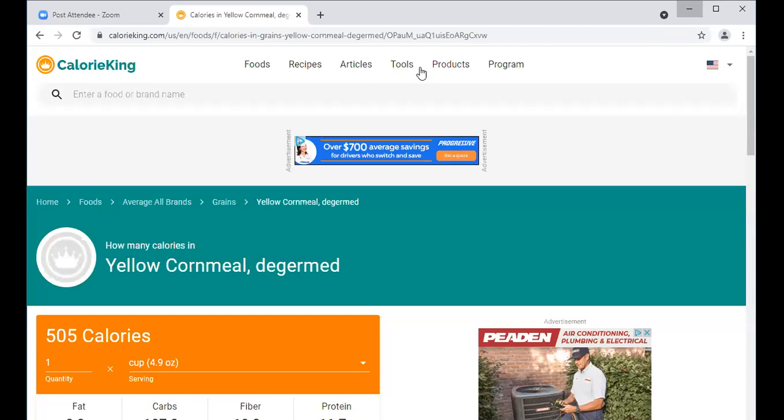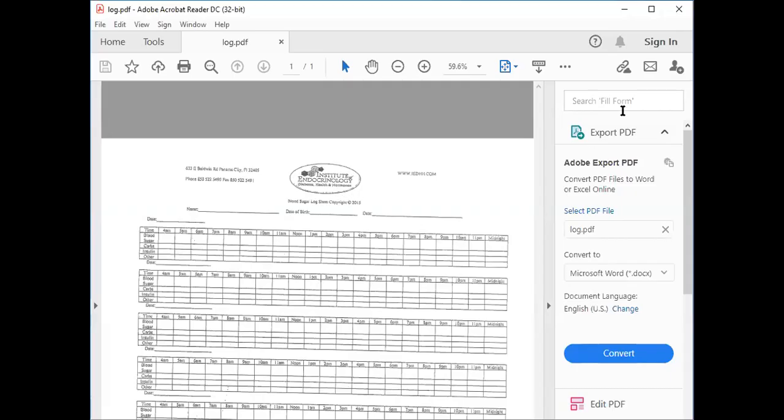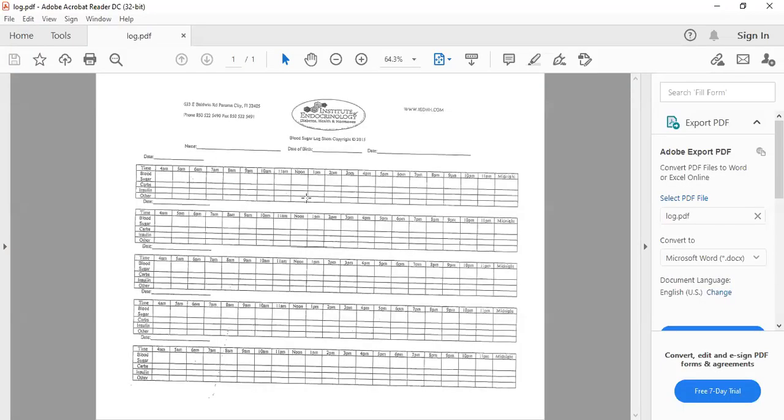Okay, so let me share this screen again. And okay, I hope I did this right. This is the log sheet here that we share with all of our patients. This will be provided to you today. Grab as many as you need.